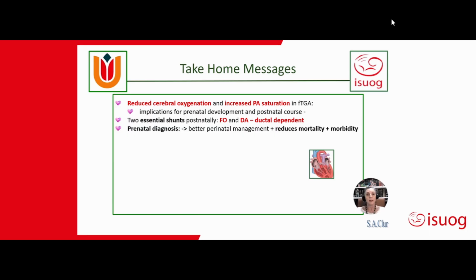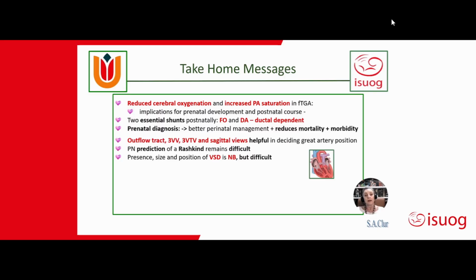And so we come to the take-home messages. Remember that in fetal transposition of the great arteries, there's reduced cerebral oxygenation, and this has implications for the prenatal and postnatal development and course. There are 2 essential shunts that need to remain open prenatally and postnatally until the arterial switch is performed. This is the foramen ovale and the arterial duct. We hope by making a prenatal diagnosis to be able to provide better perinatal management and reduce mortality and morbidity.